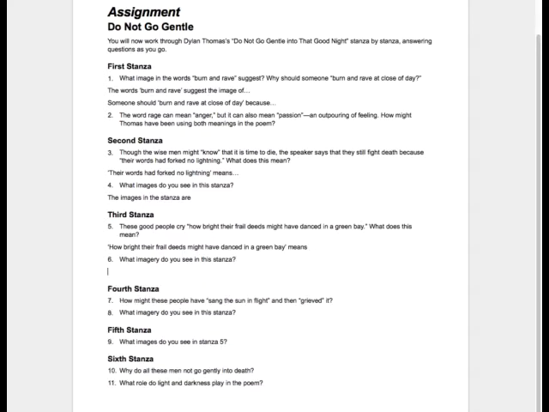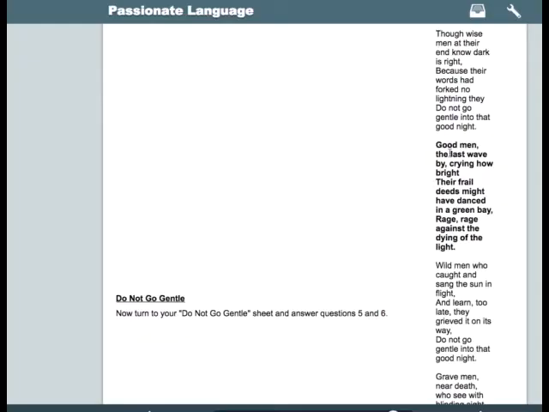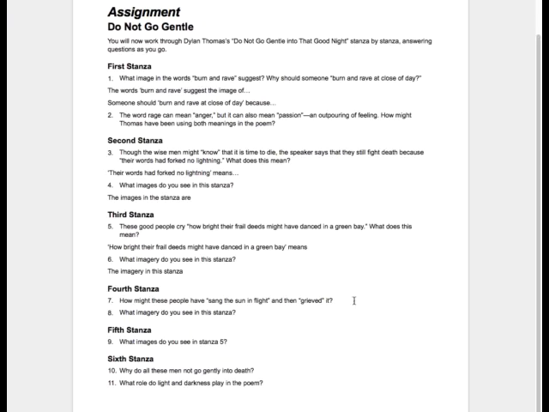And then, of course, what imagery do you see in the stanza? You would say, again, the images or imagery in this stanza. And go back and look at what kind of images we're talking about here. The brightness, dancing, a green bay, more light. Those are your images there. And then we go back to the fourth stanza.